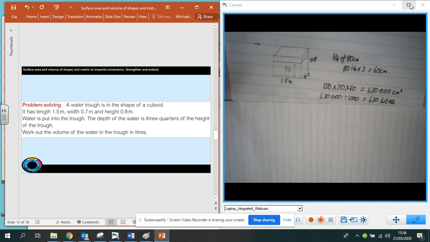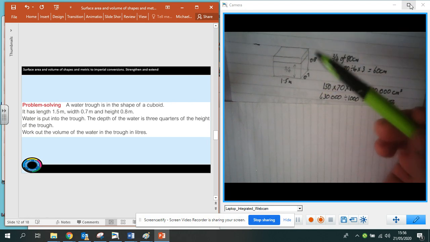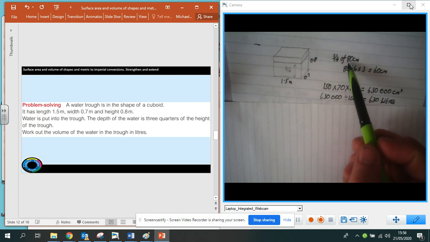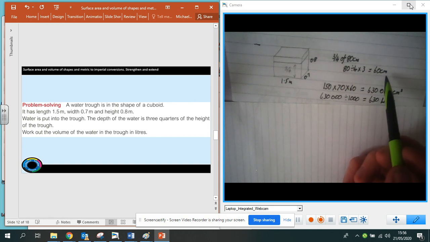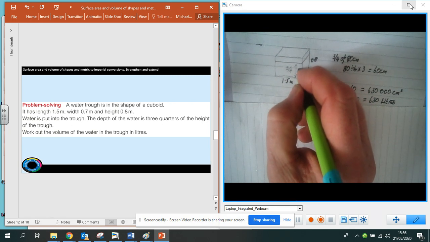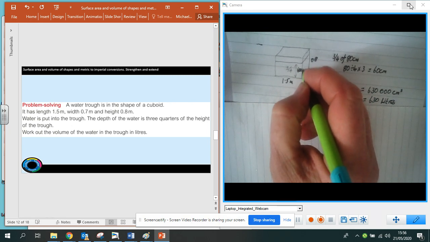There's another factor that complicates it a little bit, which is the fact that the water is 3/4 of the height. So the first thing that I've got to do is find 3/4 of the height of my cuboid. I know that it's 0.8 of a meter. 0.8 times 100, which is the conversion factor, gives me 80 centimeters. To find 3/4 of 80 centimeters, I divide by 4, multiply by 3, and that gives me 60 centimeters. So this 3/4 here is actually 60 centimeters.